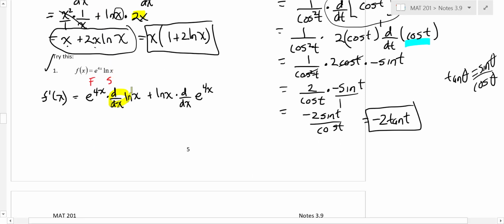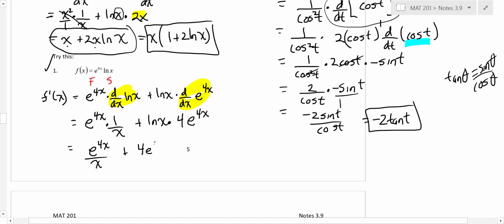You can do that derivative. You can do that derivative. Those are 2 derivative rules you now know. So that's e to the 4x times 1 over x, the derivative of your logarithm. Then you have plus ln of x. Now what's the derivative of the exponential? It's itself, right? Times the derivative of the exponent, which is 4. That's it. Now, on a problem like this, I would just write this as e to the 4x over x plus 4e to the 4x ln x.